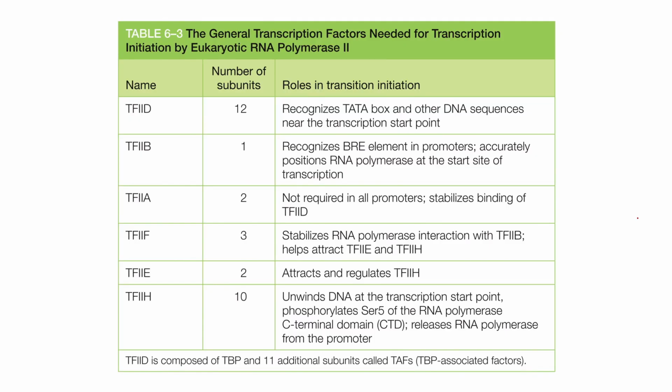Now, here is a chart that tells you exactly what everything is doing. TFIID has 12 subunits. It recognizes the TATA box. TFIIB recognizes the BRE element. TFIIA is not required in all promoters, but it helps stabilize the shape. So these are things that, again, hold the structures together.